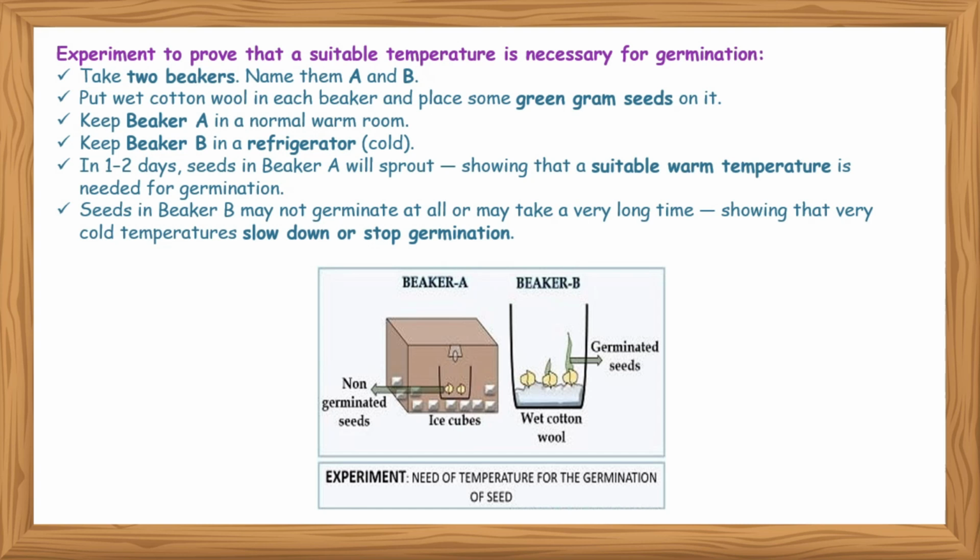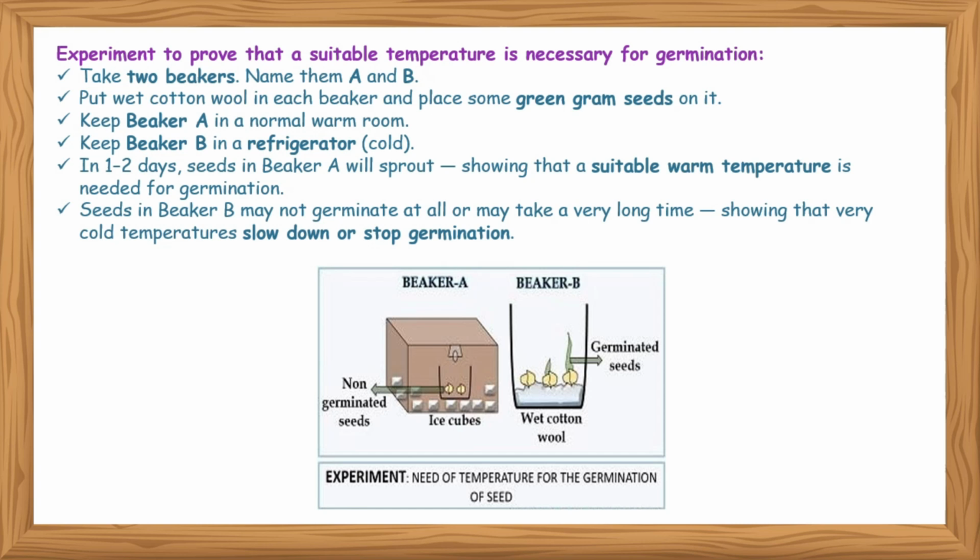Experiment to prove that a suitable temperature is necessary for germination. Take two beakers, name them A and B, put wet cotton wool in each beaker and place some green gram seeds on it. Keep beaker A in a normal warm room and keep beaker B in a refrigerator in cold condition. In 1 to 2 days, seeds in beaker A, at normal room temperature, will sprout, showing that a suitable warm temperature is needed for germination.